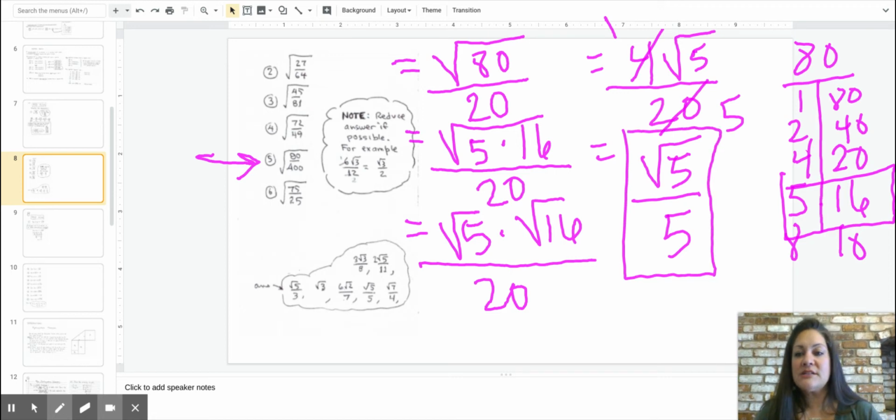Box around my answer. Look over to my answer key. Oh, there it is. Hey, one more, you guys. One more.